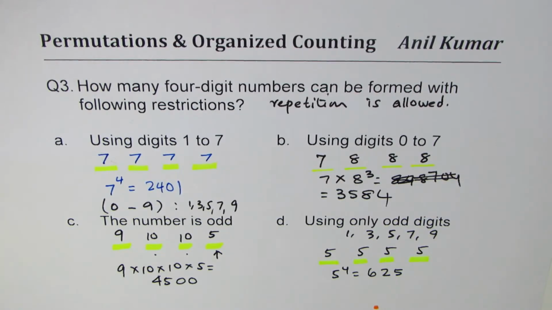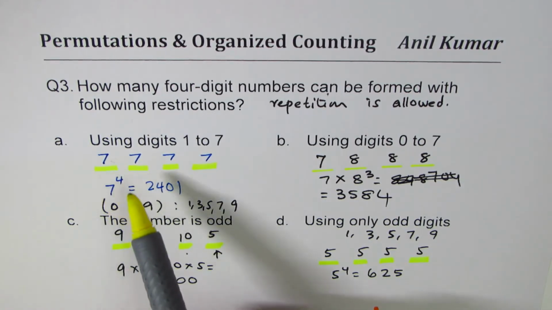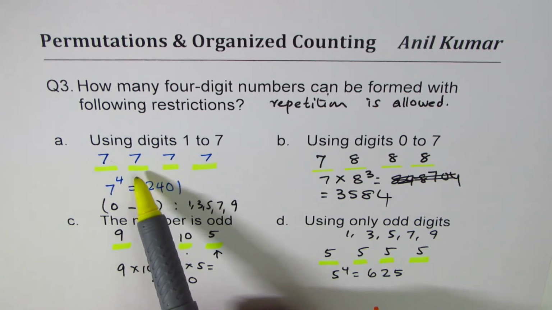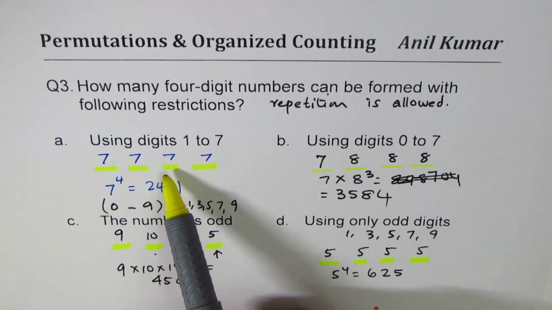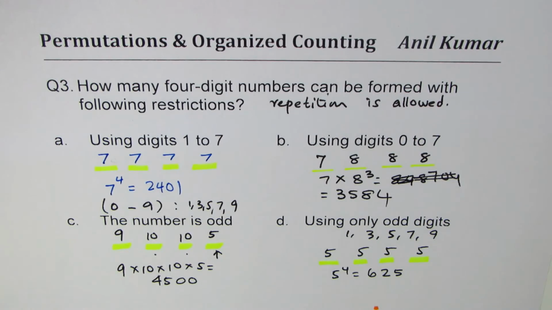Whenever you're allowed to repeat the digits, you should use the fundamental counting principle, the multiplication counting principle. The number of ways in which the thousands place can be filled, times the number of ways in which the hundreds place can be filled, times the number of ways the tens place can be filled, times the number of ways you can fill the ones place. When you multiply them, you get your answer. Permutation cannot be used here since we are repeating the numbers. I hope that is absolutely clear.